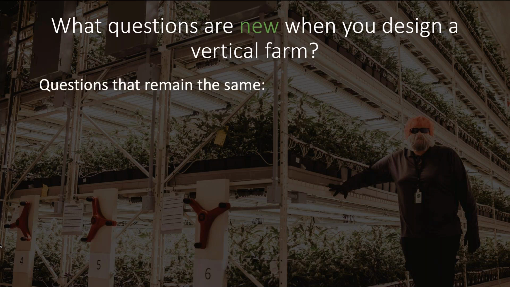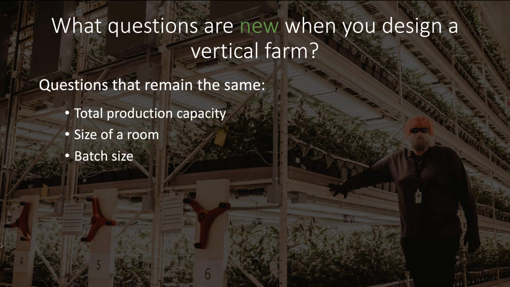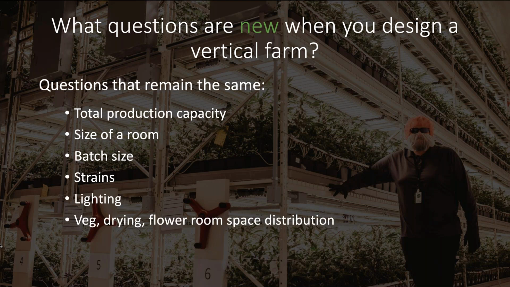For instance, certain questions stay the same. You still have to determine your total production capacity, the size of a room, how big your batch is going to be, what strains you're going to grow, what type of lighting you're going to use, how you're going to distribute space between veg, drying, and flower. How am I going to design drainage? And an extremely important question is, how am I going to design my HVAC and air distribution?